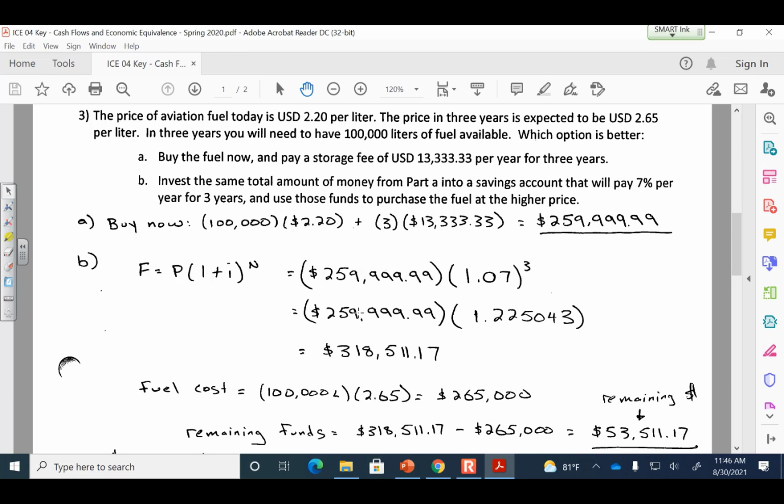So you have $318,000, but the fuel only costs $265,000. So option B is better. If you take that money and put it in the bank, not only can you buy the fuel that you need, but also you'll have $53,000 left over. So the question, should you buy the fuel now or buy the fuel in the future? In this particular case, the answer is buy the fuel in the future.